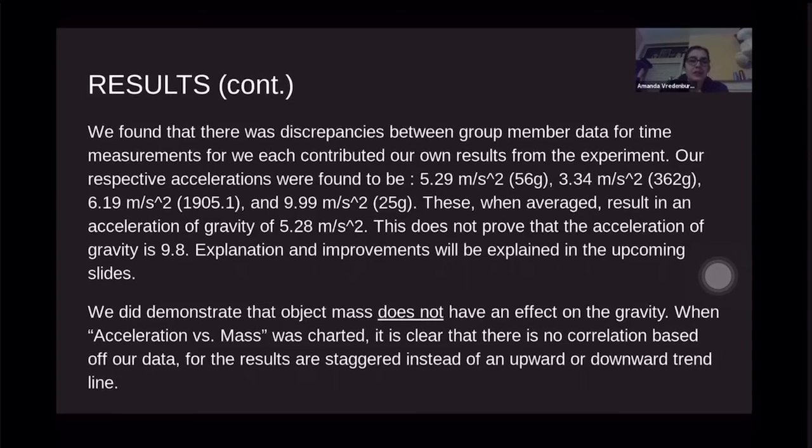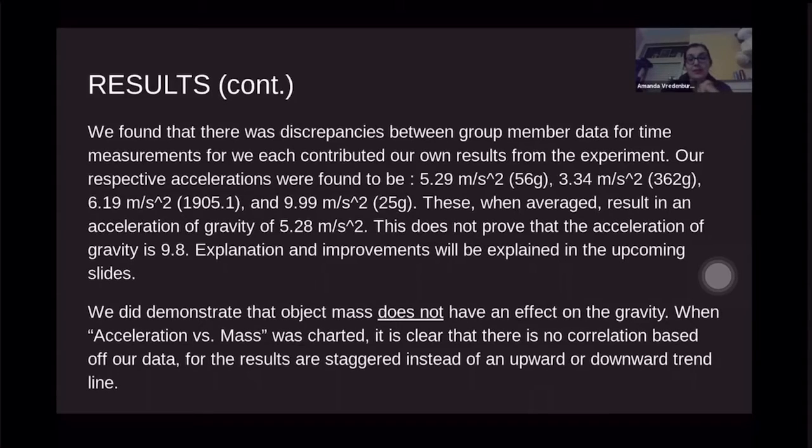We found there was a discrepancy between the group members' data for time measurements, each contributed with our own experiment. For our respective accelerations, there's a lot of different ones, as you can tell. These averages resulted in acceleration of gravity of 5.28 meters per second squared. This does not prove the acceleration of gravity is 9.8. Explanation and improvements will be explained in the upcoming slides.